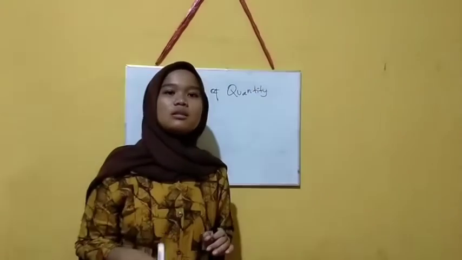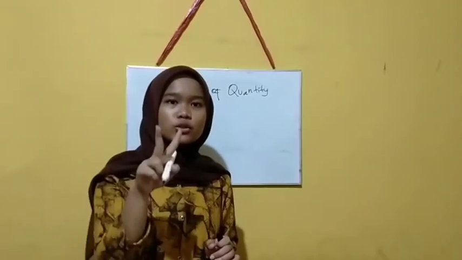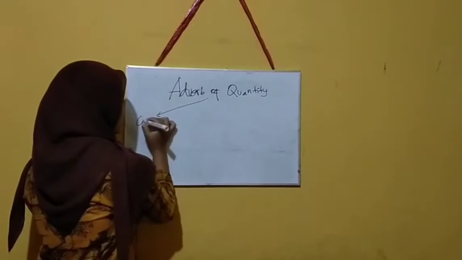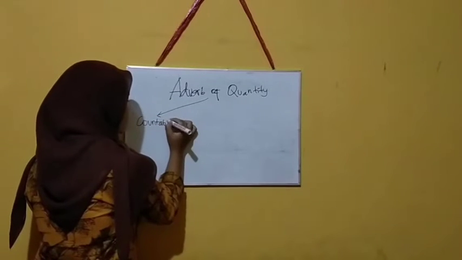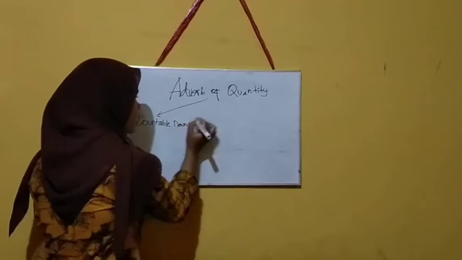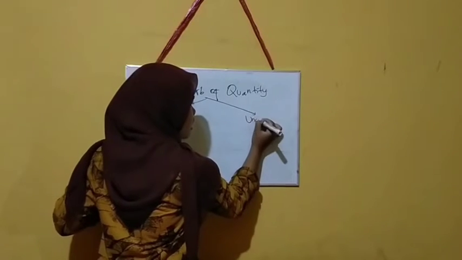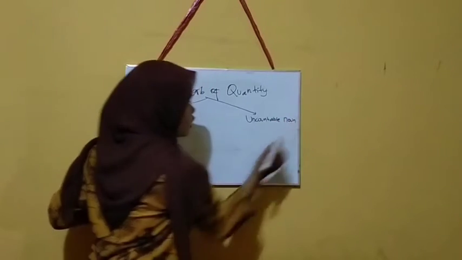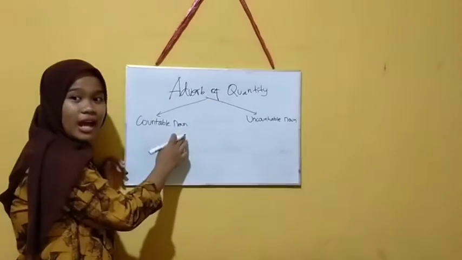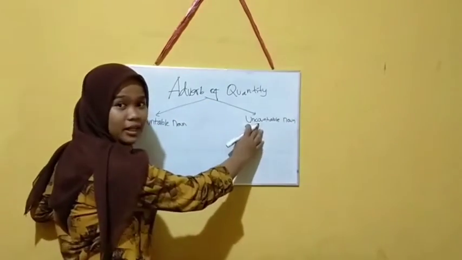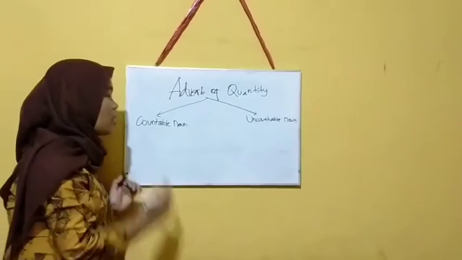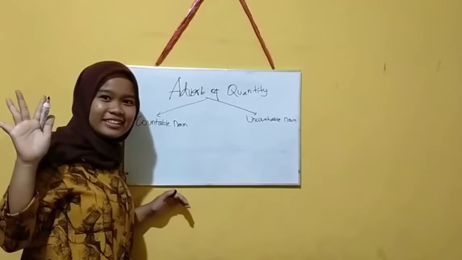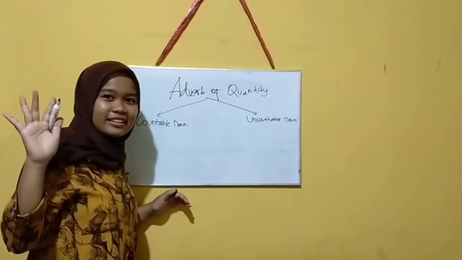Adverb of quantity is divided into two types. The first one is countable noun, and the second is uncountable noun. Okay, anyone know what is countable noun? Used for objects that can be counted.